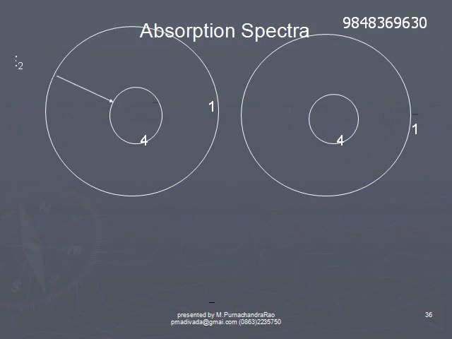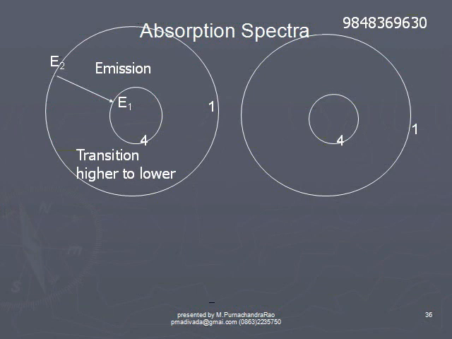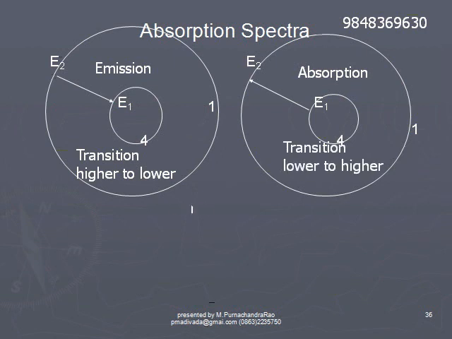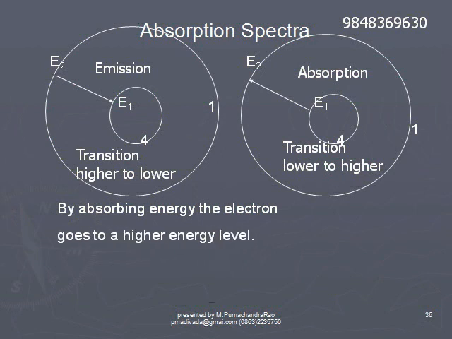Emission spectra are formed when the transition takes place from a higher energy level to a lower energy level. But by absorbing energy, the electron goes to a higher energy level when the atom is placed in the path of white light. So this is the reverse process of the emission spectra. The electron absorbs energy from the white light.